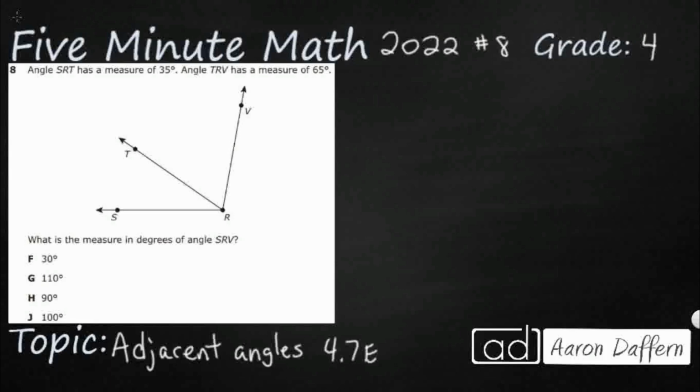Today we are looking at the 4th grade concept of adjacent angles. This is standard 4.7e in the great state of Texas, and we are using item number 8 of the 2022 released STAAR test. If you haven't done so already, please go ahead and take a moment to pause the video, work this problem out on your own, unpause it, and we will look at our answers together.